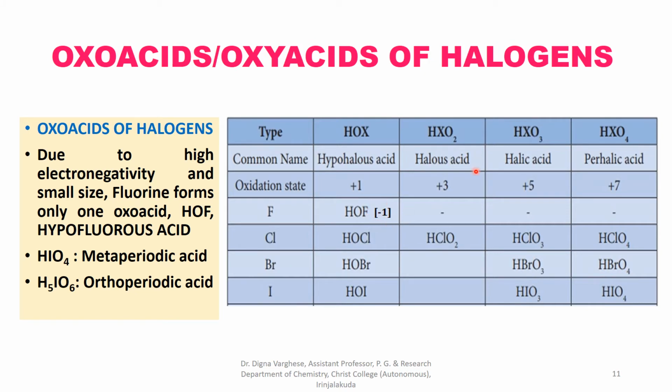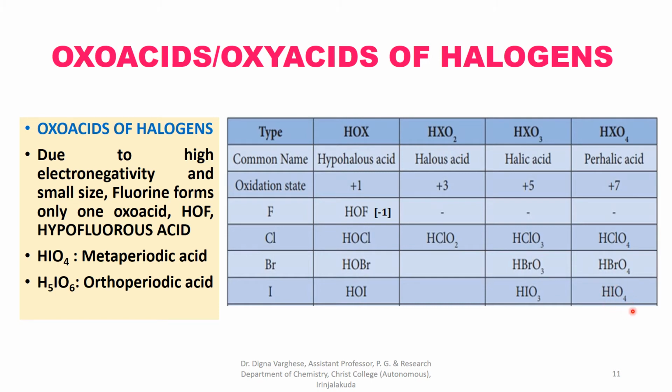And in the case of halous acid, that is the one is chlorous acid, HClO2, having the oxidation state +3, and halic acid having oxidation state +5, and chloric acid, bromic acid, iodic acid forms. Perhalic acid, oxidation state is +7, perchloric acid, perbromic acid, periodic acid.